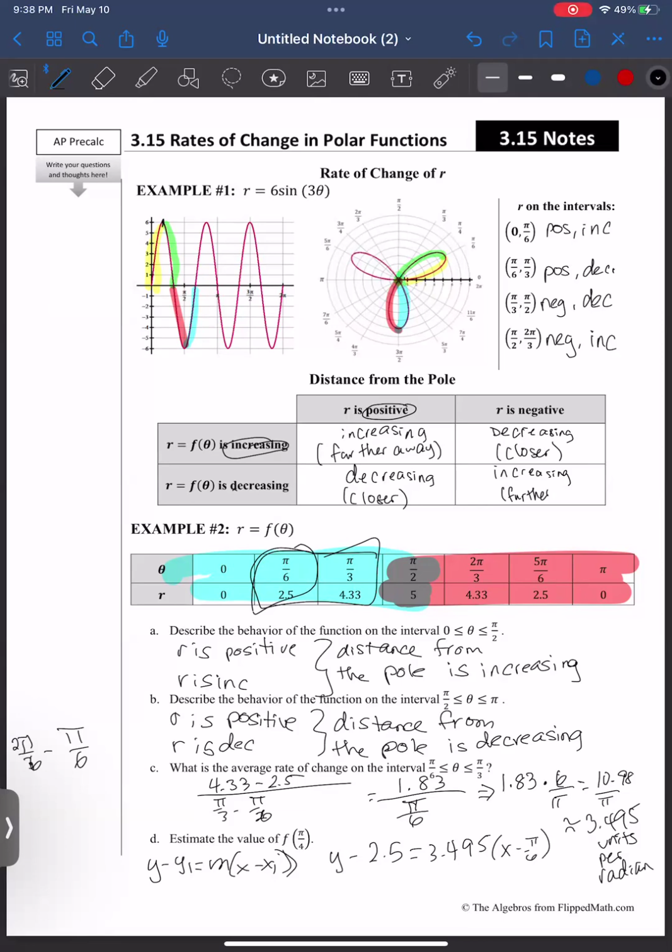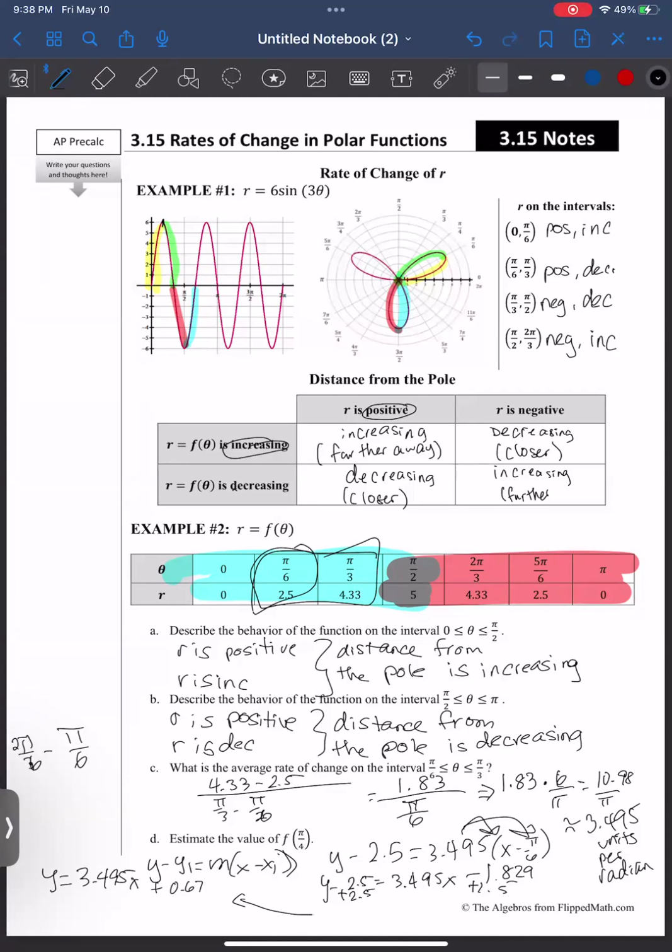Then I'm going to calculate it. So I have y minus 2.5 equals, when I distribute, 3.495x minus 1.829, almost back to the original. That makes sense because that's what I multiplied by. Then I add 2.5, and I'm going to move over here. y is equal to 3.495x plus 0.67. So now I have the equation of my function.